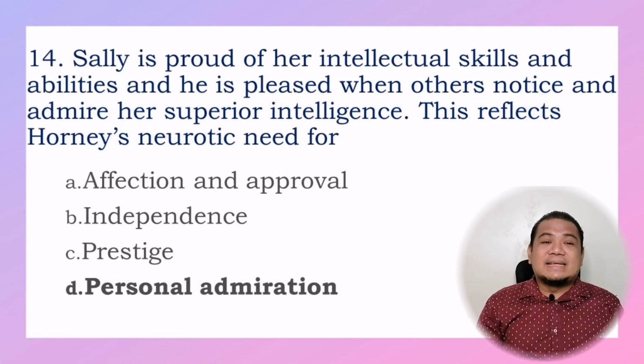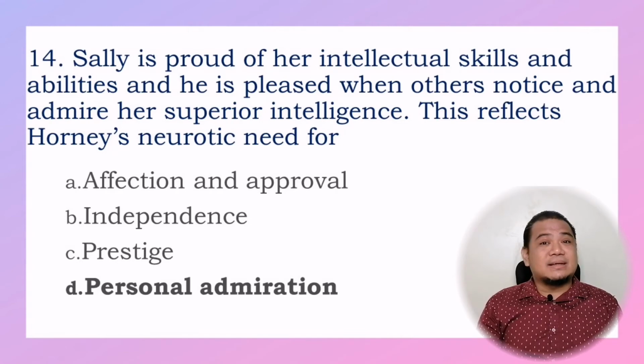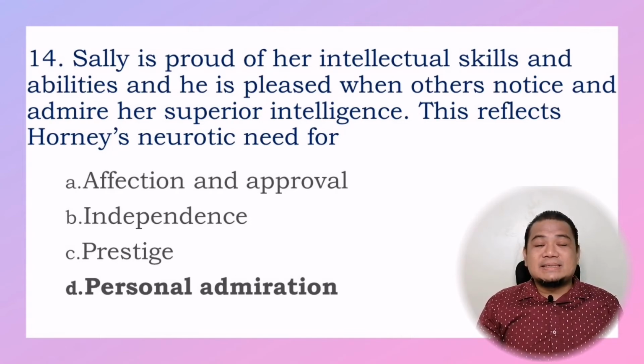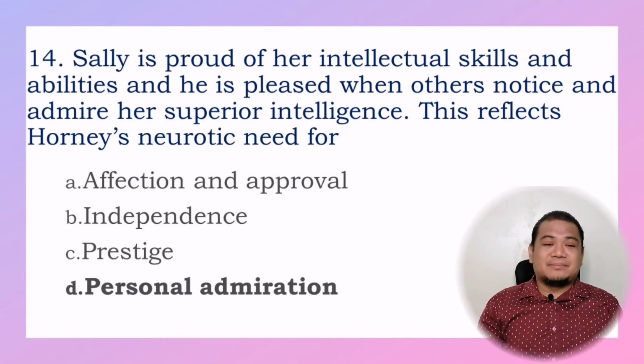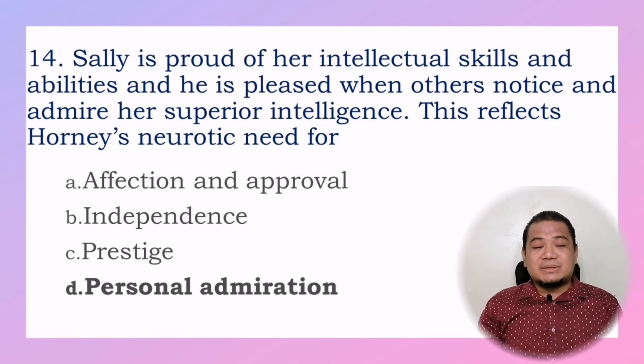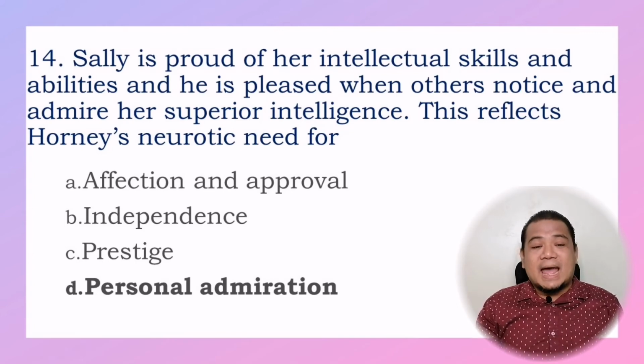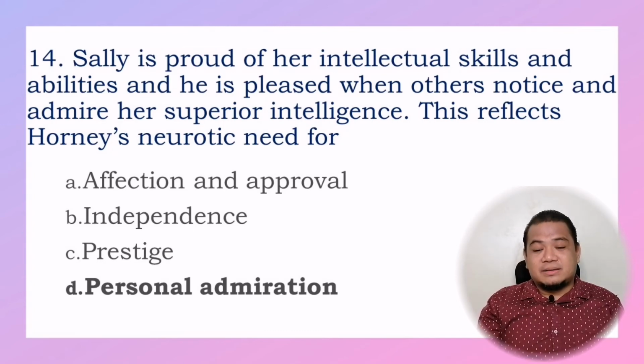Number 14. Sally is proud of her intellectual skills and abilities, and she is pleased when others notice and admire her superior intelligence. This reflects Horney's neurotic need for D, personal admiration. And the neurotic need for personal admiration have a need to be admired for what they are rather than for what they possess. Their inflated self-esteem must be continually fed by the admiration and approval of others.